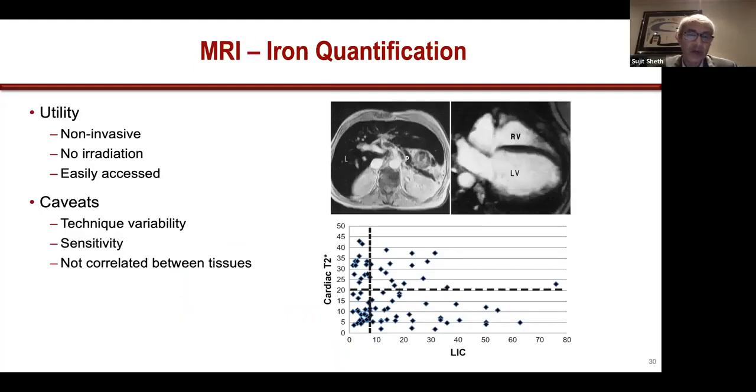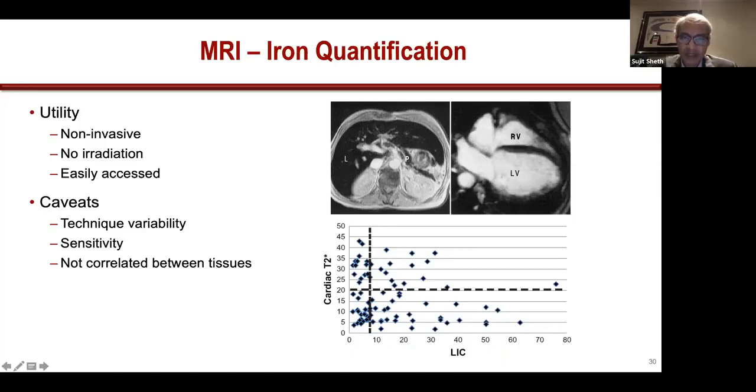So as I mentioned, the MRI is the standard of care now. It is non-invasive, no irradiation is involved, and it's easily accessed in the developed world. The caveats are that there is significant technique variability depending on the machine and depending on where it's done. The sensitivity is very good at lower levels, but at very high levels, the sensitivity decreases. And we know also that it doesn't correlate well between tissues. So you can't say, I'm only going to do the liver MRI, and I'm going to assume that if the liver is better, the heart is better as well.